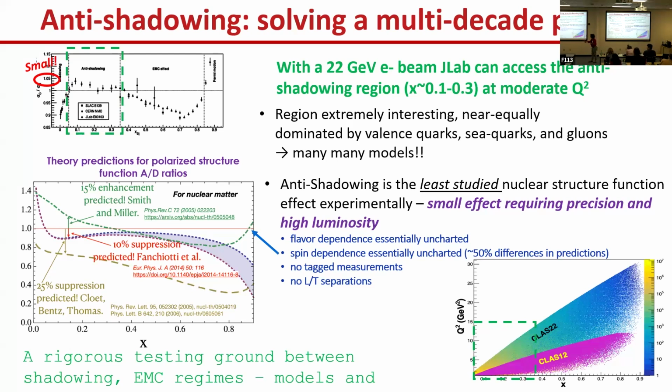And here is some prediction which gives you the difference for the nuclear matter, the theory prediction for the polarized structure function. This is the A versus D ratio when I have polarization. So this is something that we can do easily here at JLab. This is really an important part of the program, but we need an energy upgrade for this.